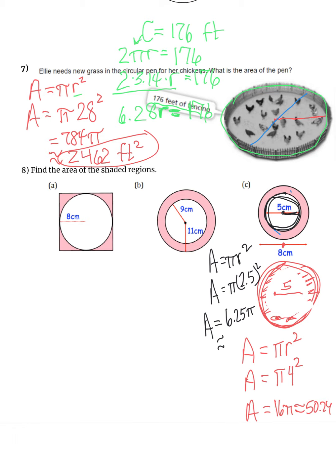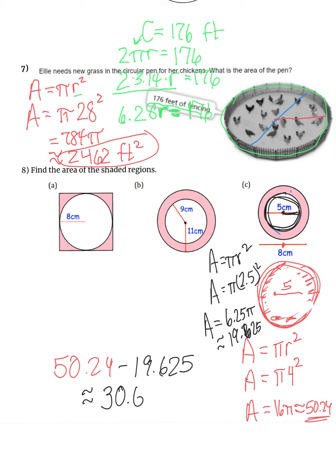Well, no, that's the part they cut out. So how do I find the final answer? Well, to find the final answer, I'm going to take the original amount, which is 50.24, and I'm going to cut out or subtract away the hole that was 5 in diameter, and then my end result would be about 30.615. So I'm going to say it's about 30.6. That's probably close enough. Centimeters squared. So that is the area of that pink ring.